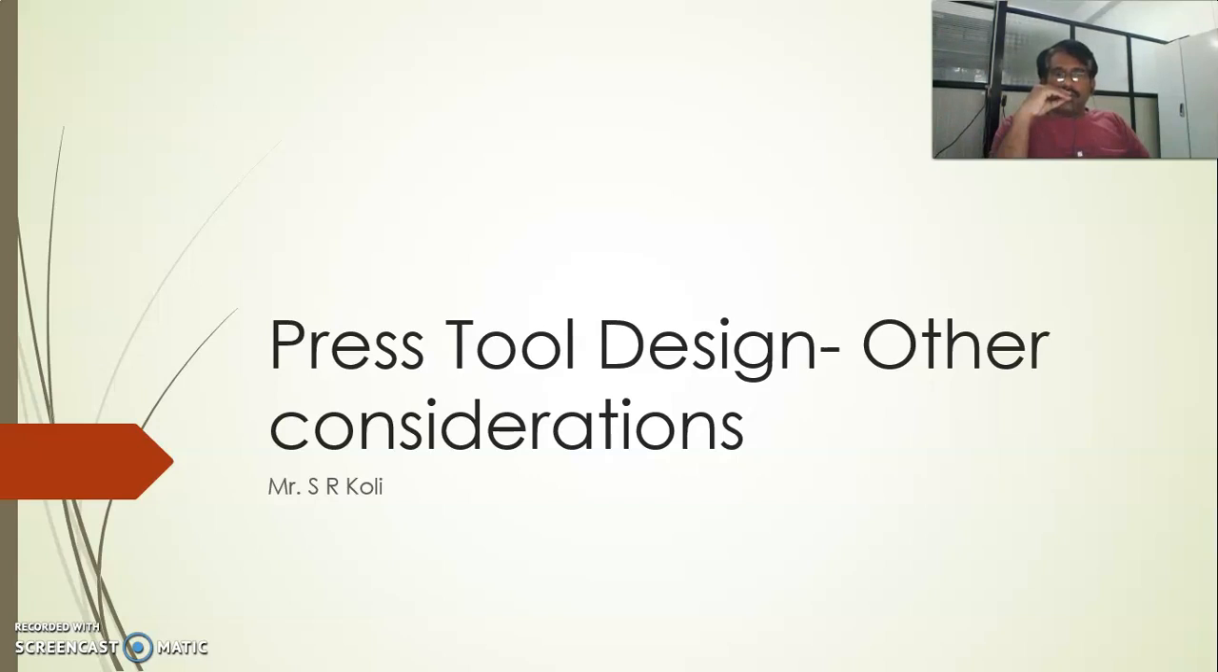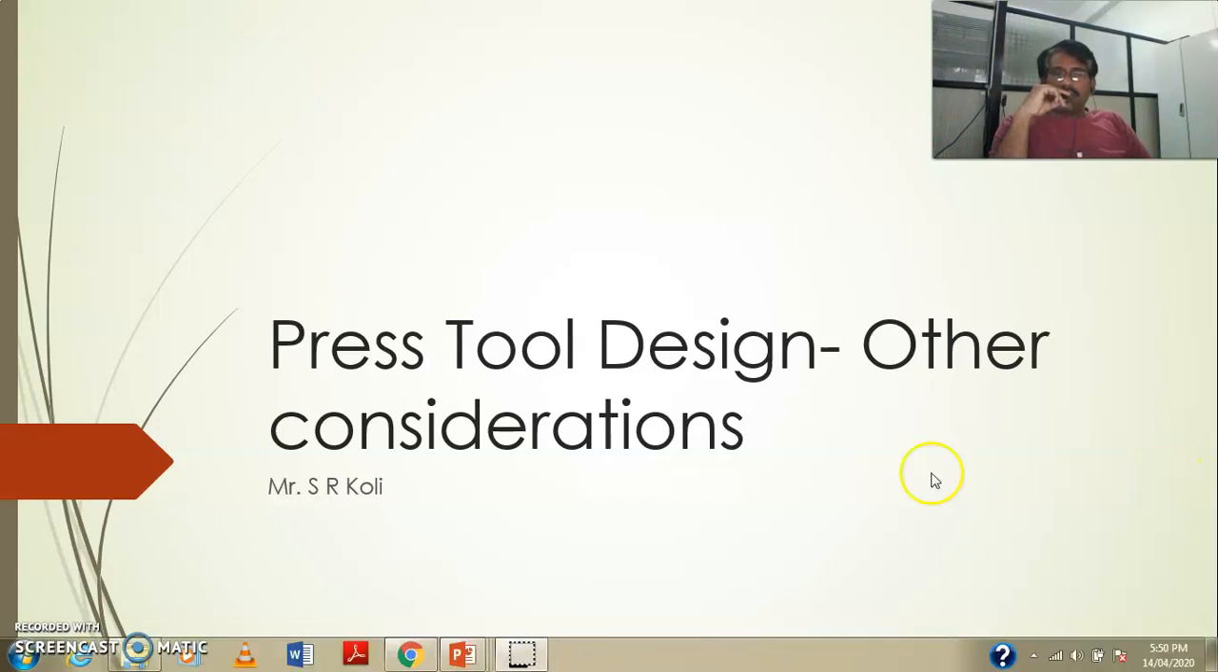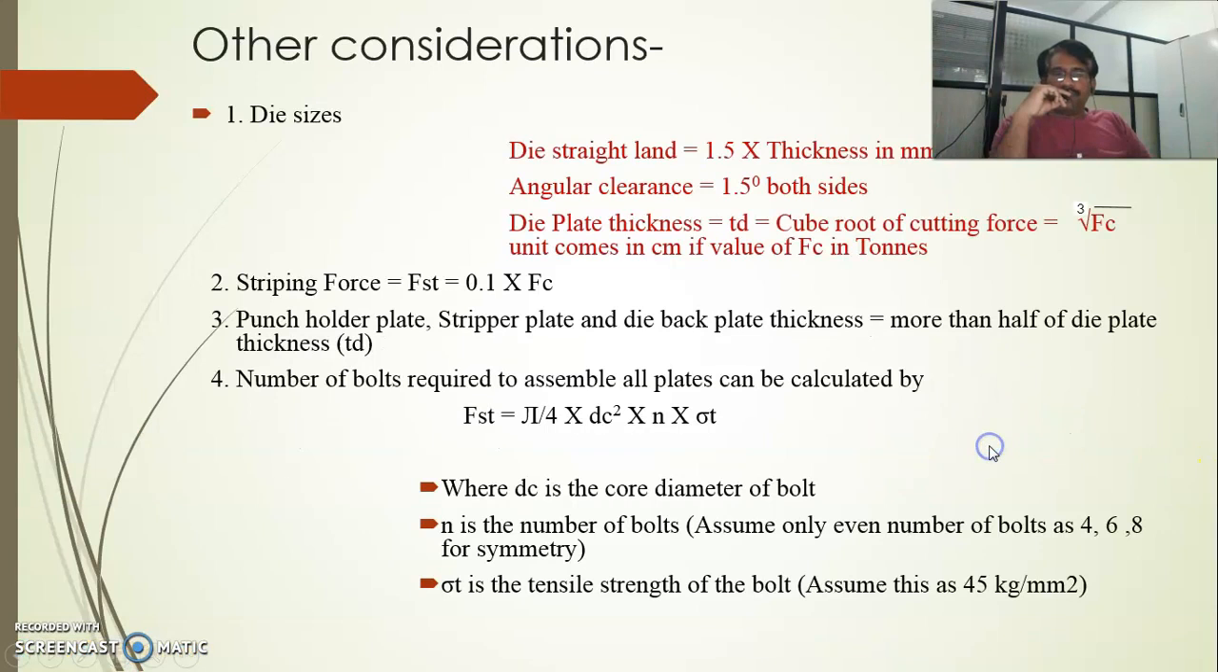the third step, that is the strip layout, for getting the percentage utilization and the number of components to be got as blanks from a strip. The fourth step, we have calculated the center of pressure, if suppose the irregularity of the component will be there. Now we are going to see the next step, which will be called the other considerations for designing a press tool.